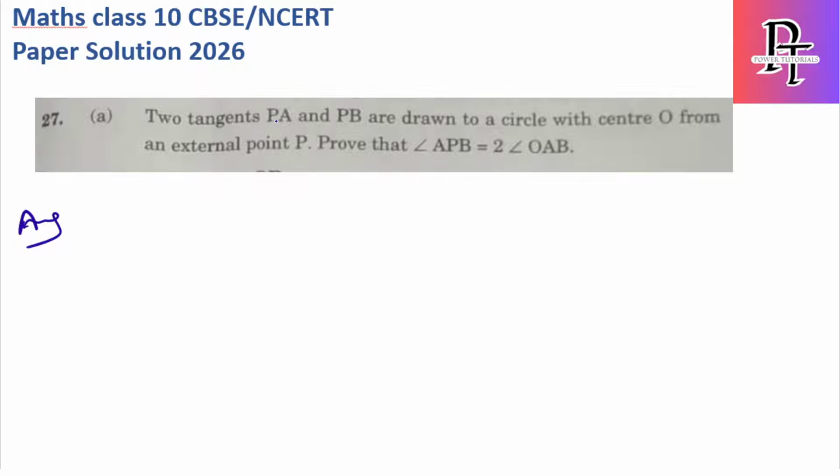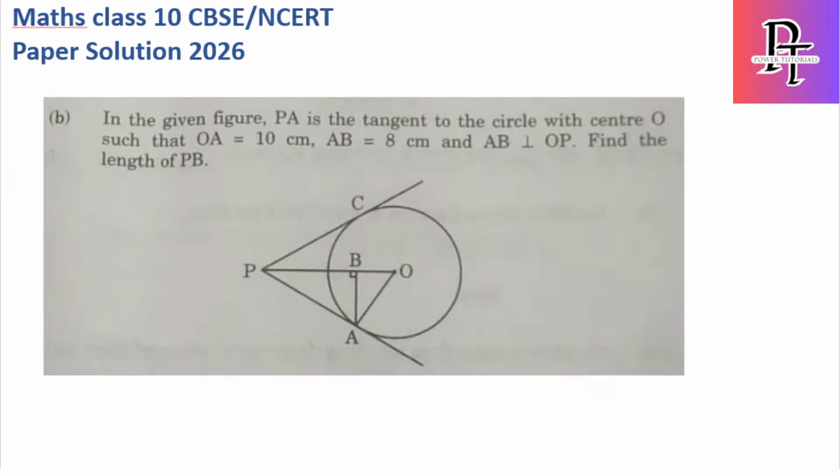The A part is: two tangents PA and PB are drawn to a circle with center O from an external point. Prove that angle APB is equal to 2 angle AOB. This is the exact question from NCERT, so if you have solved the NCERT textbook, then you should definitely solve this. Let's see what the B part is.